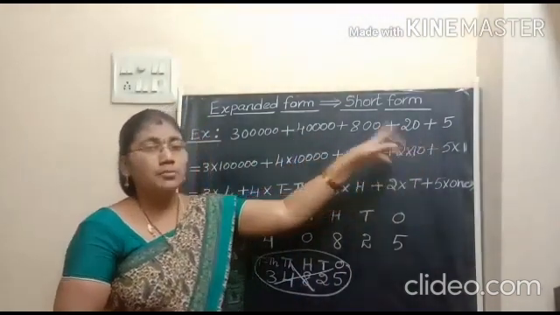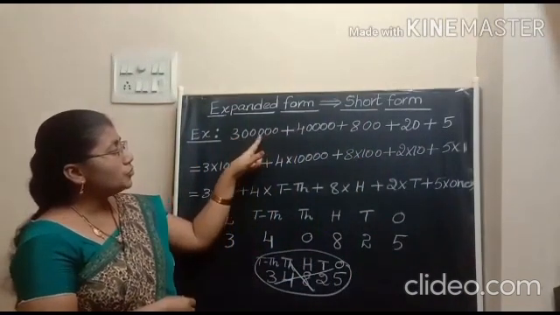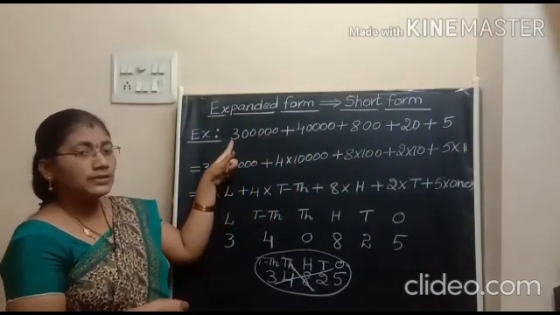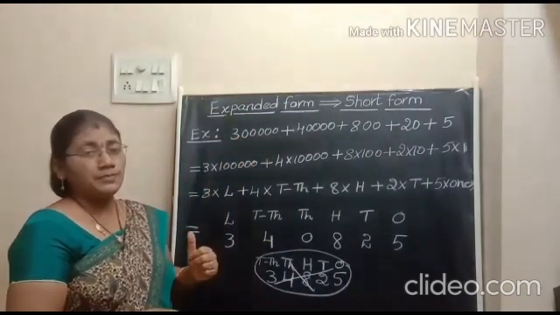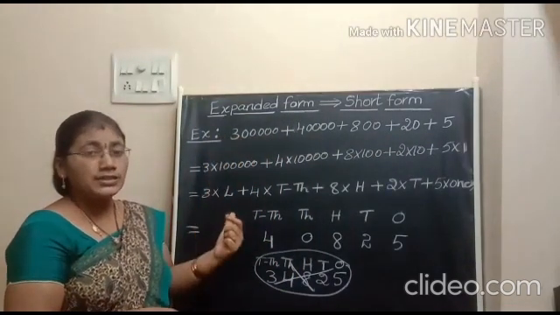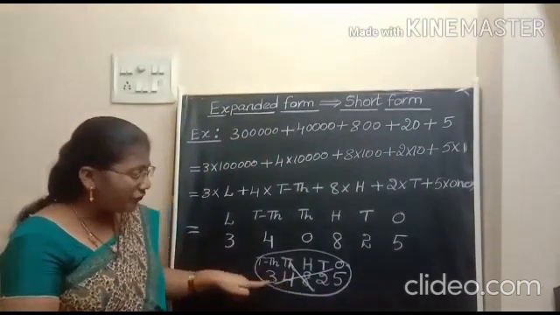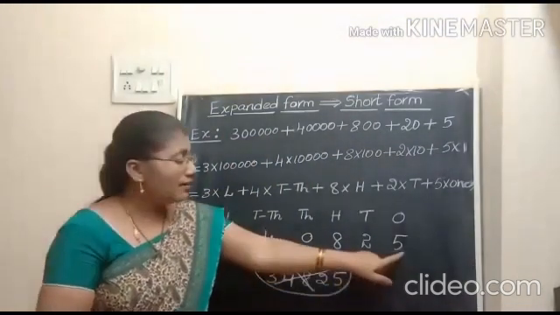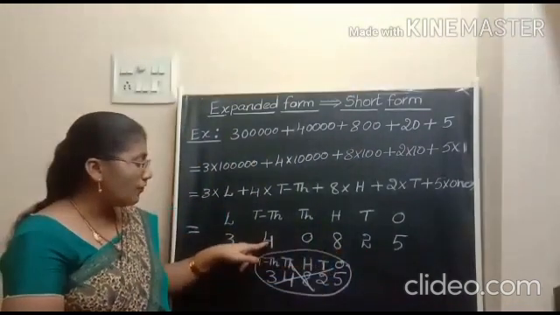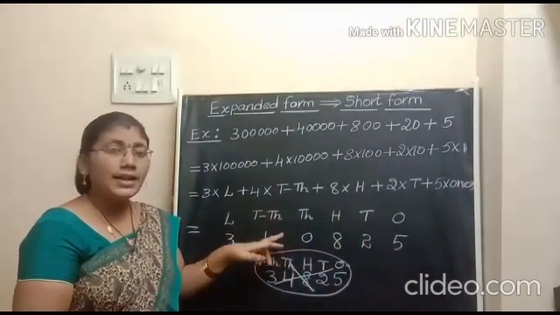How many digits are here? 1, 2, 3, 4, 5, 6. So, we should get a 6-digit number. How many digits are here? 1, 2, 3, 4, 5 only. So, this is the wrong answer. Here, 1, 2, 3, 4, 5, 6. Totally, we got a 6-digit number. So, this is the right answer.